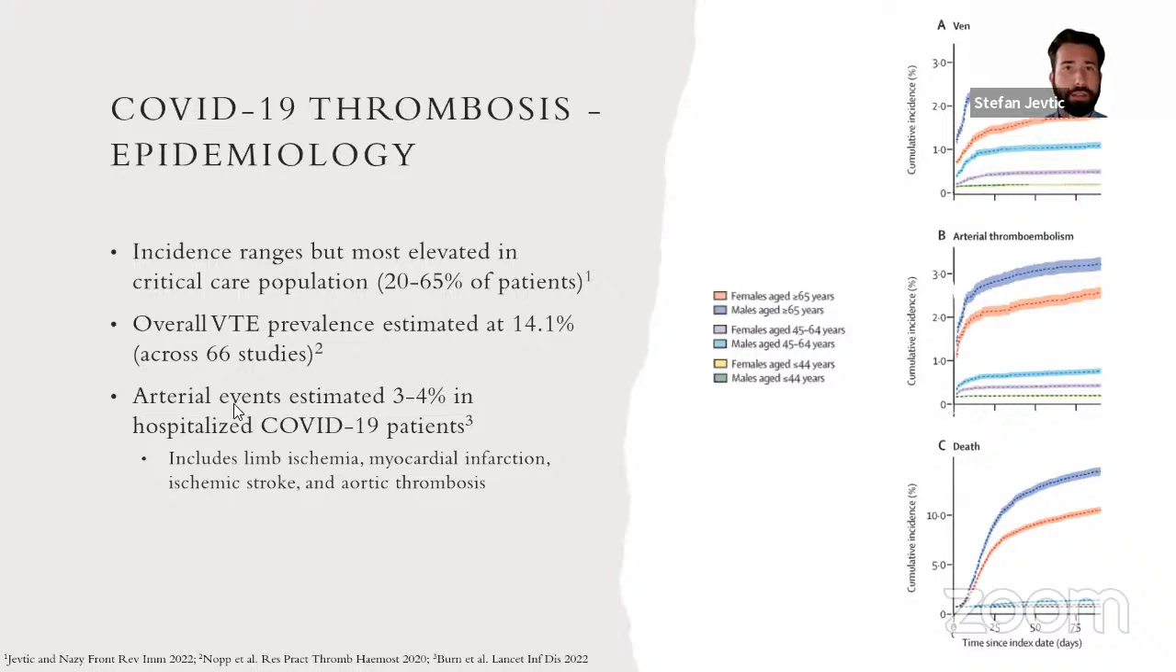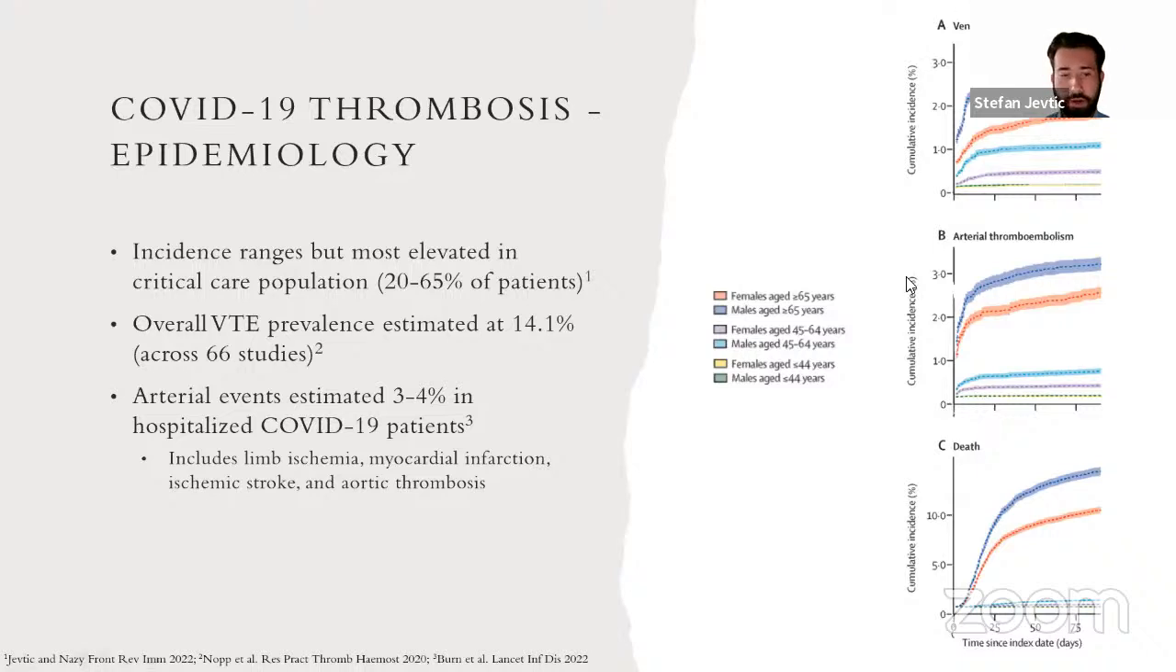There was a meta-analysis, including 66 studies, that showed an estimate of about 14% VTE. And we know that from general hospitalized internal medicine patients, the rate of thrombotic events is about 0.5%. So this is quite an increase in incidence with COVID-19 patients. What we also saw was that a lot of these patients had arterial events about 3 to 4%. And generally this occurred in those with additional comorbidities, such as underlying cardiovascular disease or metabolic abnormalities.